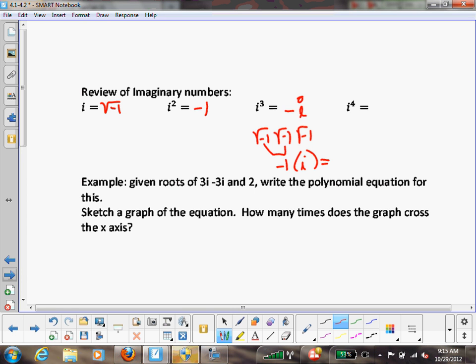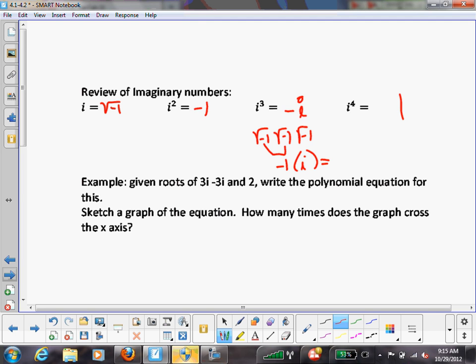Do you remember this? Yeah, you do. i to the fourth is 1, and then the pattern begins all over again. Your value or your simplification should never have anything higher than an i to the first power, because anything higher than i to the first power can be simplified down into another value.